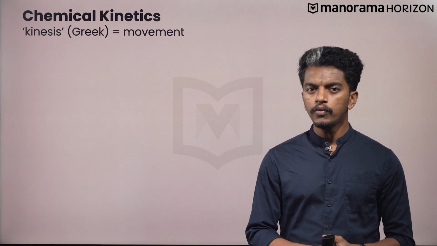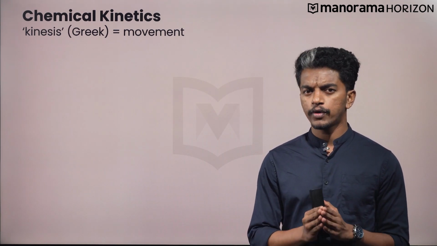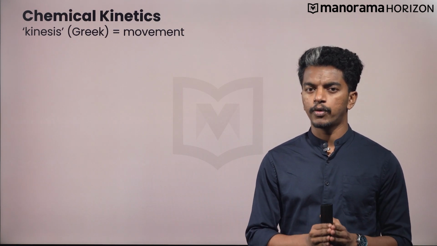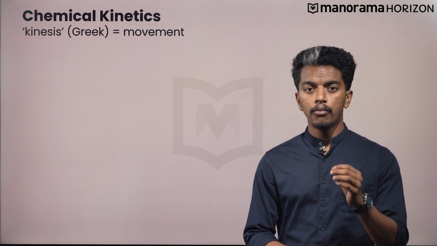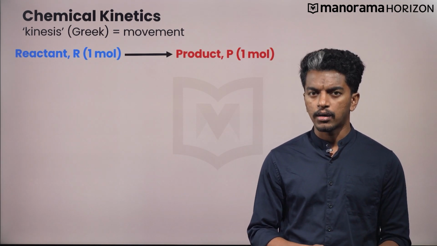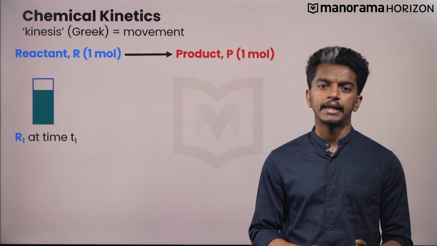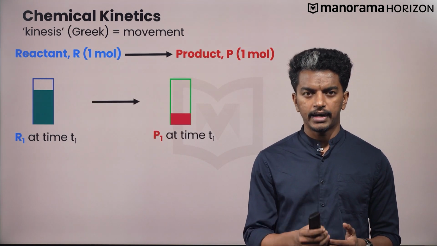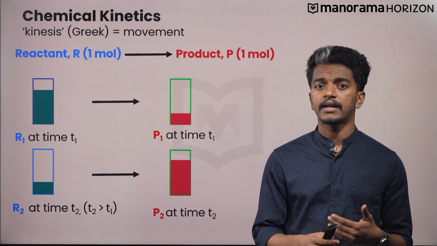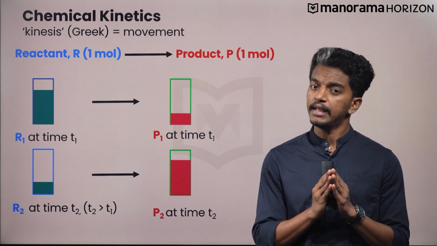In this video, you will learn about chemical kinetics, the branch of chemistry which deals with the rate of chemical reactions. The word kinetics comes from Greek word kinesis, meaning movement. Consider a chemical reaction where 1 mole of the reactant R produces 1 mole of the product P. Initially, the reaction medium contains the reactant alone. As the reaction proceeds, concentration of the reactant decreases and that of the product increases.